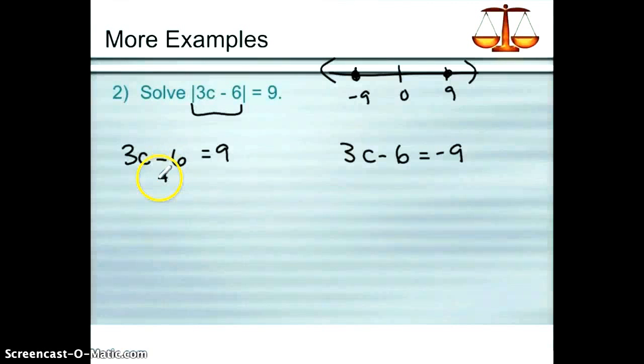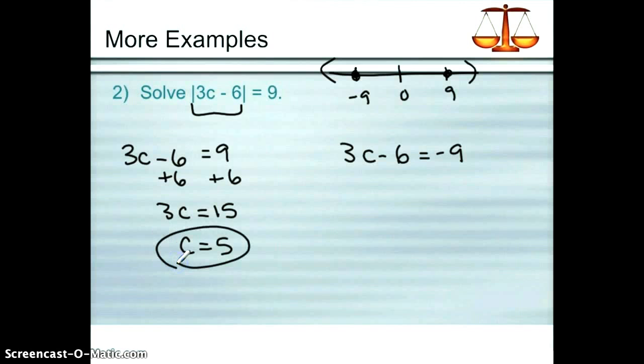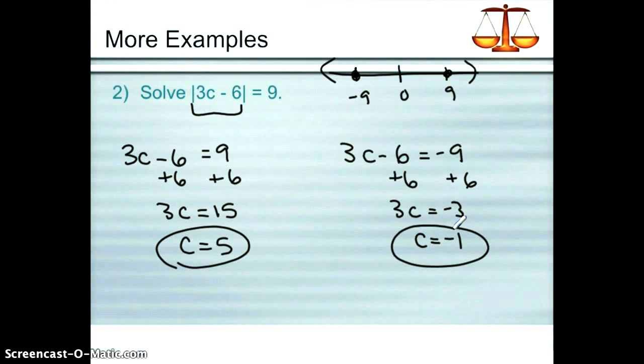Okay, now I'm just going to solve these both by the symbolic method. And I get 3c equals 15, divide both sides by 3, and I get c equals 5. Okay, so you might be thinking c equals -5 too, but let's actually try it and see. Let's add 6 to both sides here. I get 3c equals -3, divide by 3, and I get c equals -1. Okay, so c is 5, or in this case, I think c equals -1.